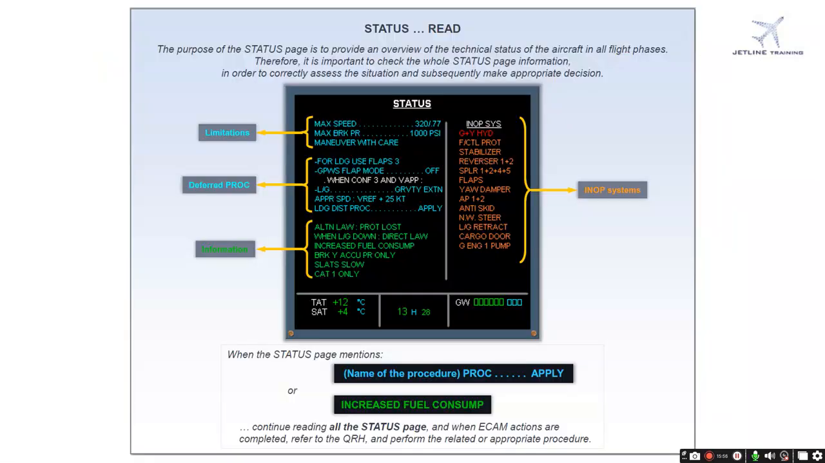Status may have some limitations, procedures, or information. It's important for you when you are dealing with the ECAM actions. So when you come to the status and when you read status for the first time during the ECAM actions, you do not perform anything from this. You just continue reading all the status page, and when ECAM actions are completed, then you will, during the approach preparation or before, refer to the QRH or perform this procedure.